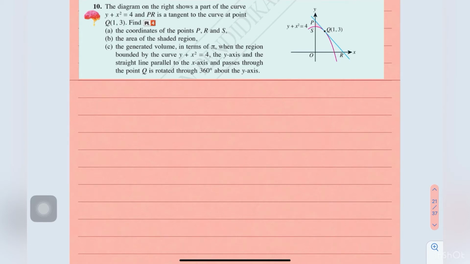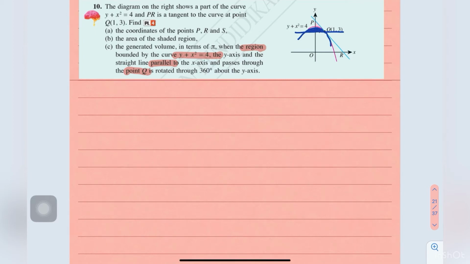To find volume, previously I told you that we need to find the area first. Given the clue, region bounded by the curve and the straight line parallel to the x-axis and passing through point Q. So we have the curve here, and the straight line passes through point Q parallel to the x-axis. So this is the area of the shaded region.